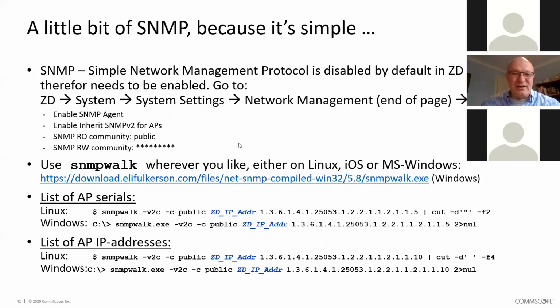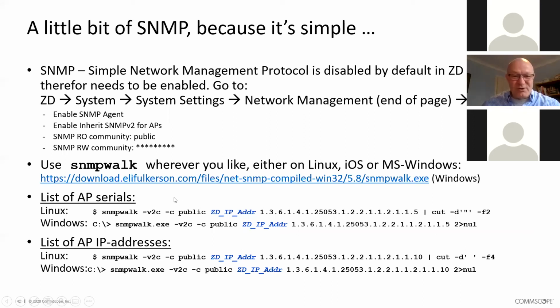Or if you haven't got that kind of access, there are some steps here to do an SNMP walk, to fire some SNMP commands at the ZoneDirector and get it to respond with a list of the access point serial numbers and a list of access point IP addresses.